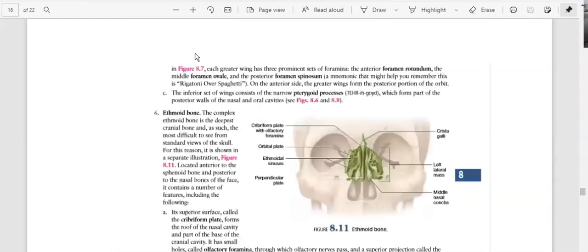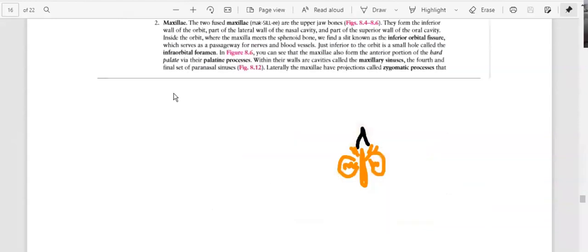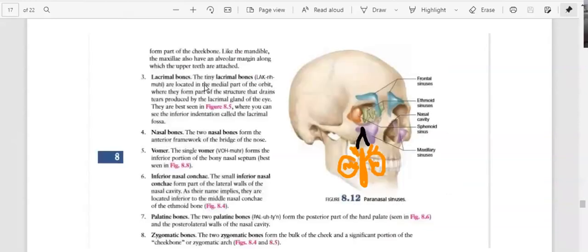If we scroll down right here, you can see a better view of the ethmoid bone, as I mentioned. At the very top, that's going to be the crista galli. We scroll down right here. In some of the bones that we have in our skull, we're going to have some spaces, and these spaces are going to be called sinuses.